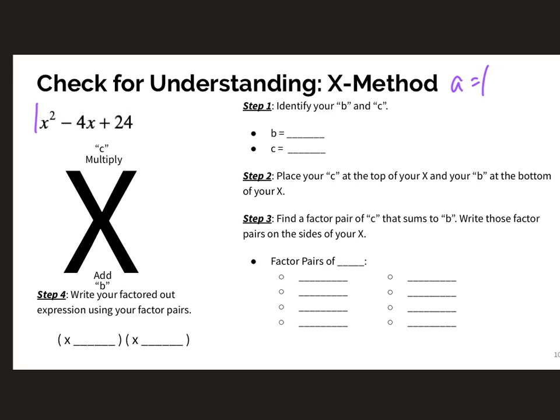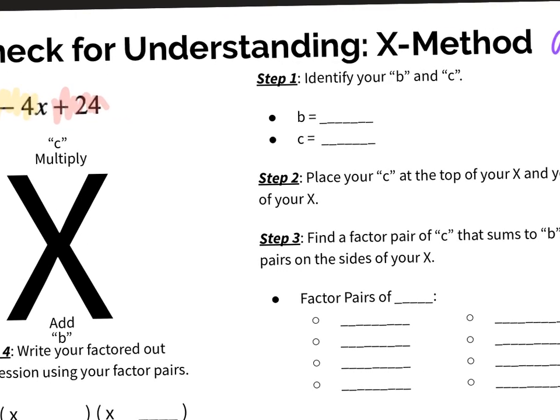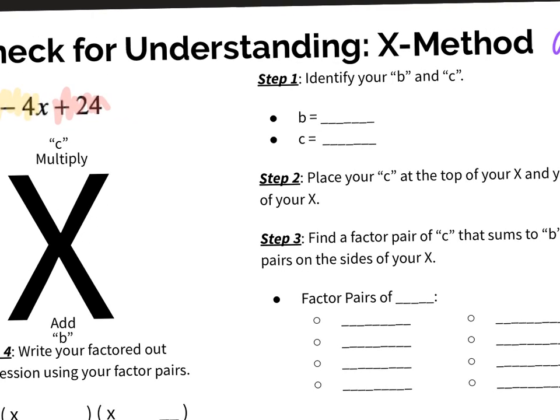Now I want to identify what my b and c are, and I want to make sure that I'm including my signs over here. So I'm seeing that my b is negative 4. I'm going to include that negative sign. And my c is going to be positive 24. So let me just write that down in my blanks: b is negative 4, c is positive 24.